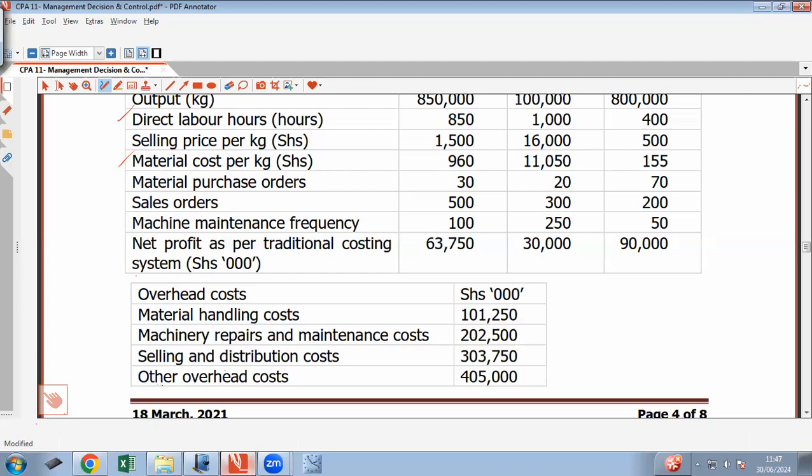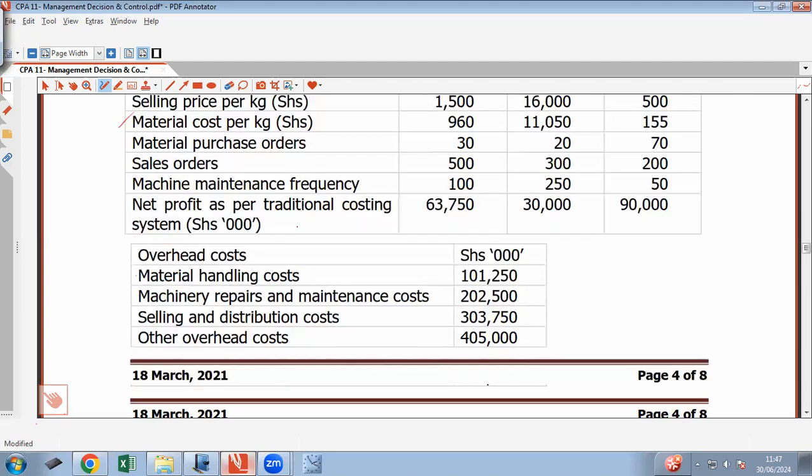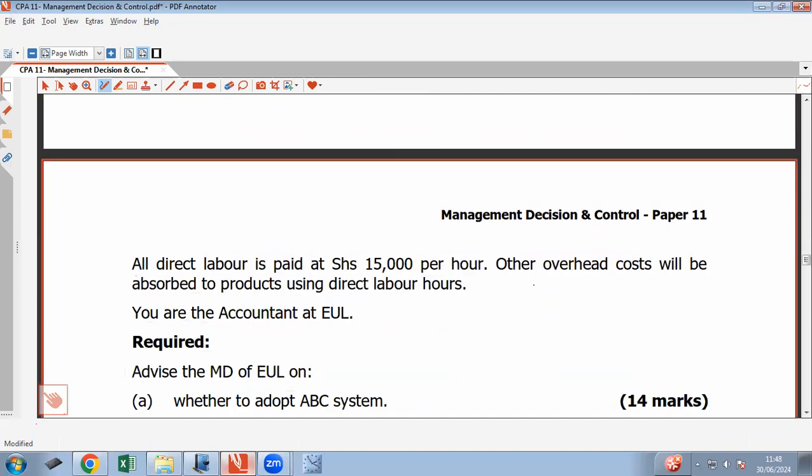But they have given us a note that overheads will be in additional information. Don't forget that other overheads will be absorbed to products using direct labor hours. So if you're not keen, you forget and apply, probably they can mark, but you just need to be very careful. Okay.